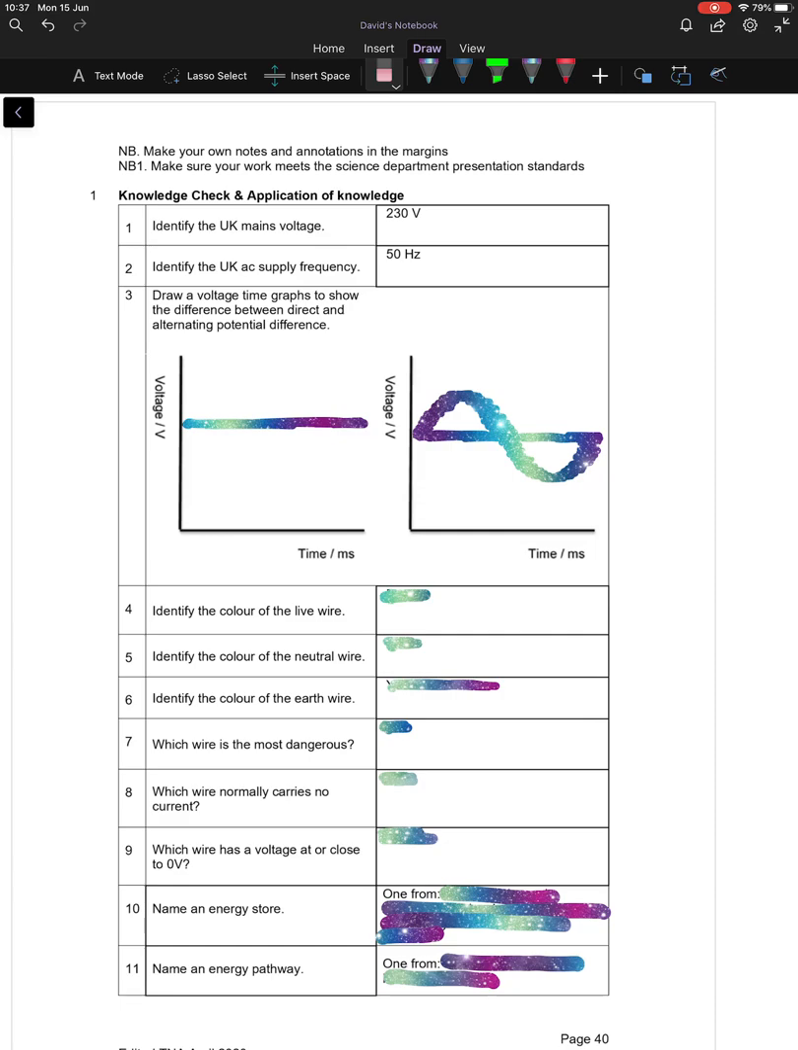Mains UK voltage, 230 volts. Identify the UK AC supply frequency. It's about 50 hertz. Hopefully you've drawn the shapes of the graphs, looking a bit like that. Colour of the live wire, brown. Colour of the neutral, blue. Yellow and green for the earth wire.